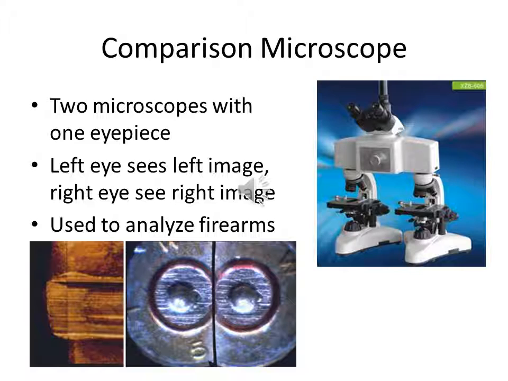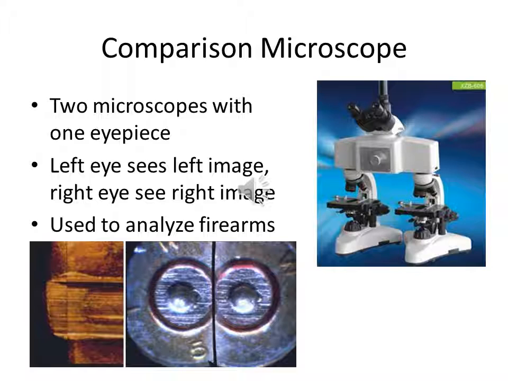The comparison microscope is very commonly used in ballistics analysis, and it's really two compound microscopes with their ocular lens systems combined, so that you can look at it with binocular vision. So one eyepiece for each scope, so that's why you have the two different eyepieces, but you can look at them through your two different eyes at the same time. So the left eye would see the image on the left compound microscope, while the right eye would see the image on the right compound microscope.